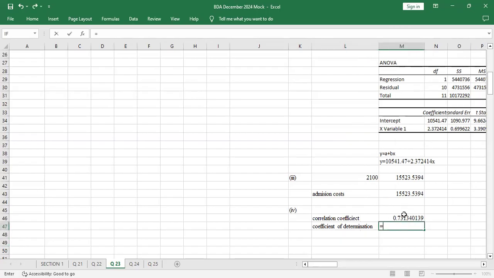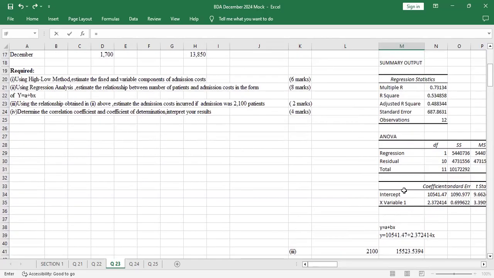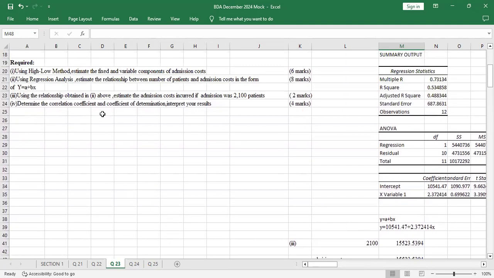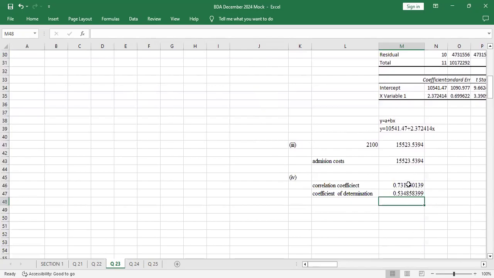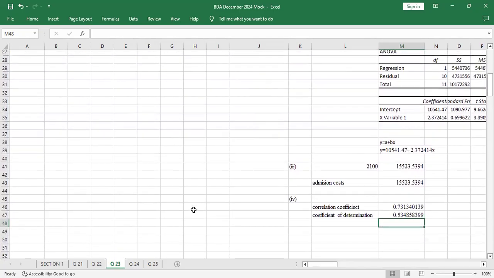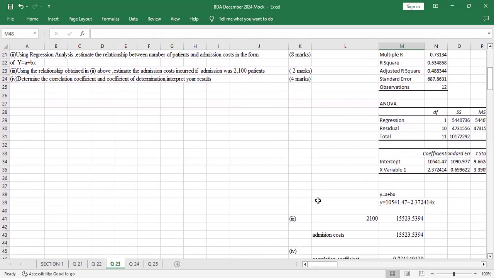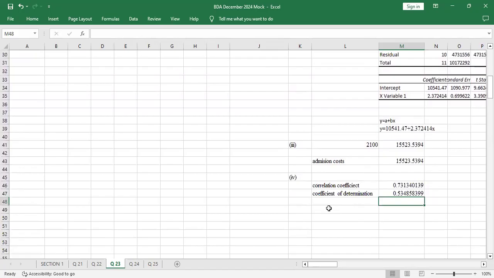So how do we identify the coefficient of determination? That's the R square, the second one. So you select that, 0.53. So by just identifying this, you'll get your 2 marks. Then the other 2 marks I will award if you interpret your results. So how are you going to interpret the correlation coefficient and coefficient of determination? That interpretation is very key.